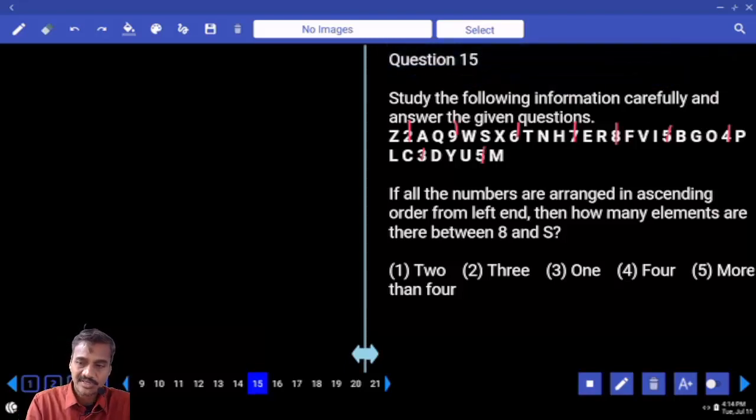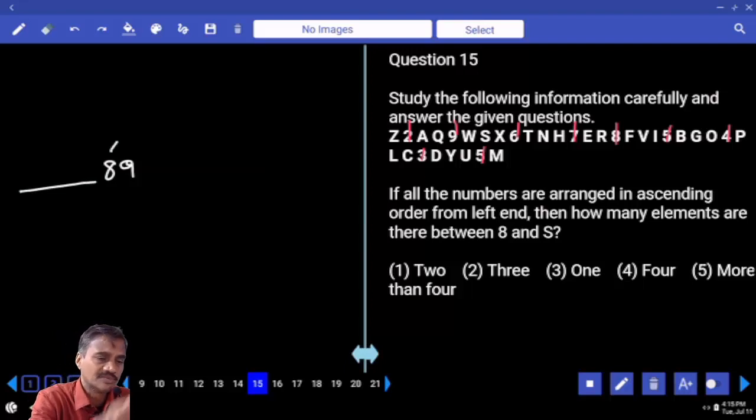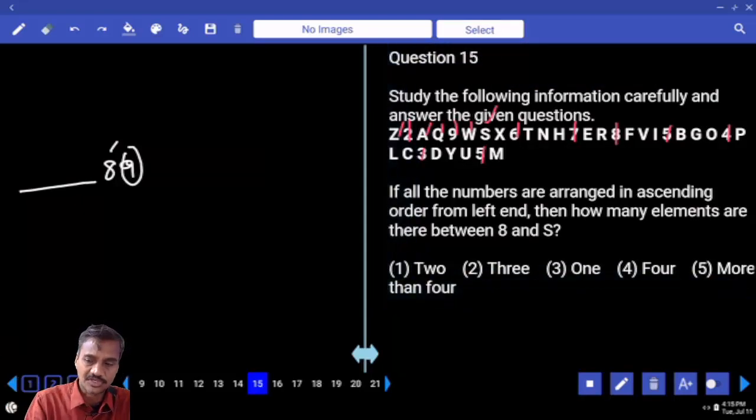Then between 8 and S. There is only one 8, and only one 9. All the remaining numbers will be on the left hand side. Now the question is about 8 and S. 8 is here. How many elements are there between 8 and S? 9 is 1, then 2, 3, 4, 5, 6.